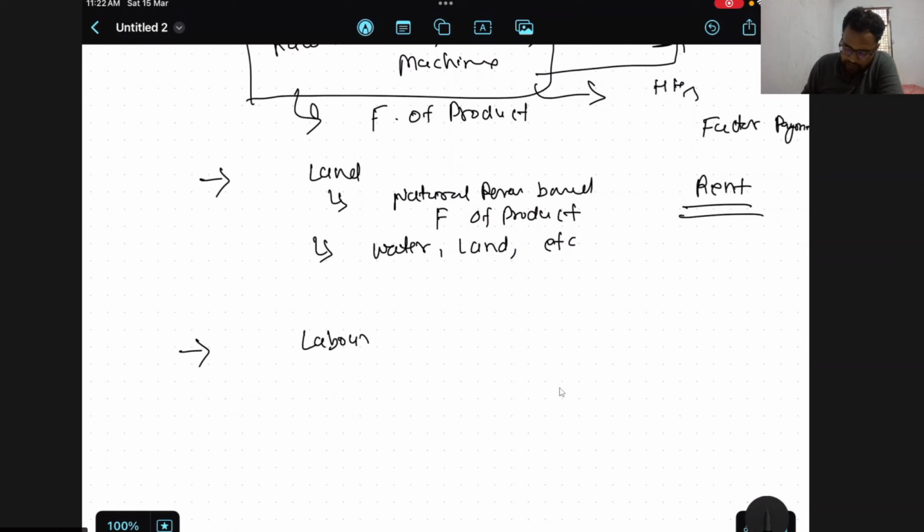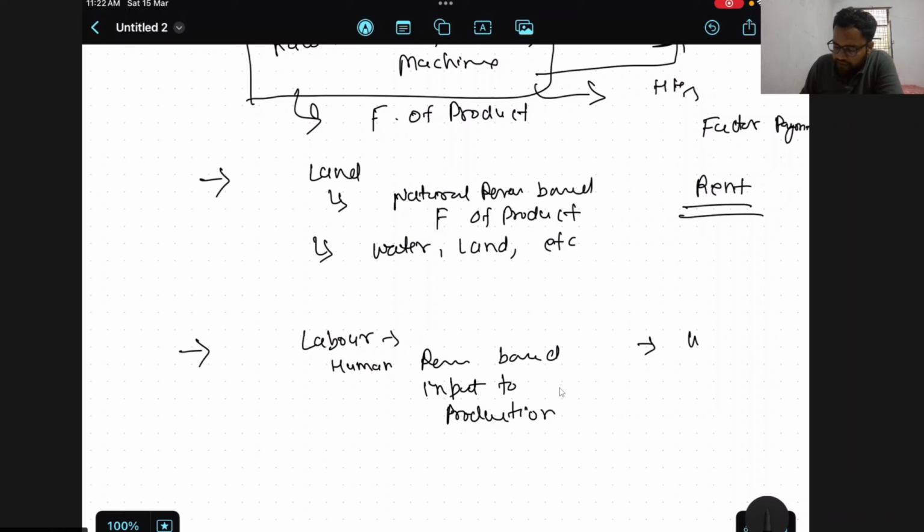Now comes another factor of production, labor. Human resource based input to production. He will get wages. In order to run any factory, labor is required. So for labor, the factor payment would be the wages that are given by the firm to the household.